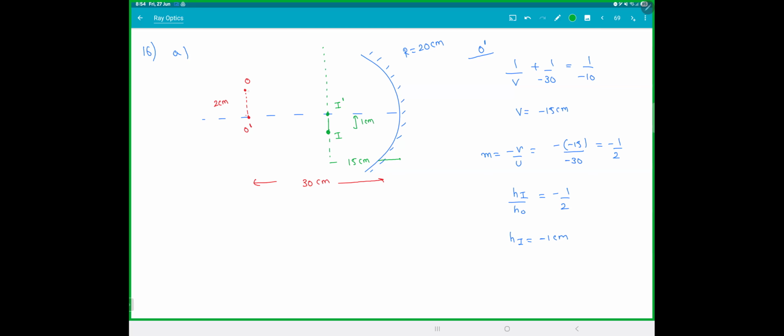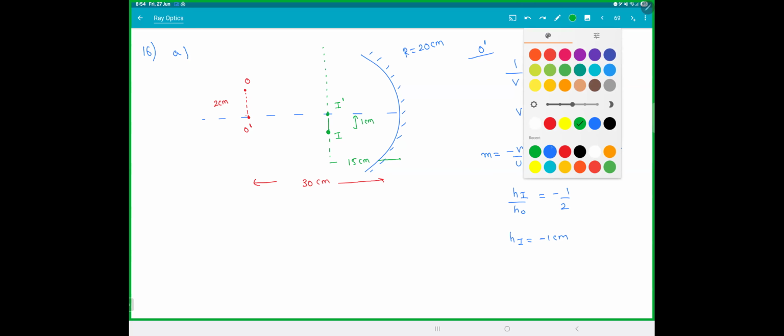The thing is like this: if a person is standing here, and you can find the image of the foot, shouldn't the head also be somewhere at that place? That is the logic there. Is everyone clear how to do these questions when the object is not on the principal axis? Clear? Now you guys try this.